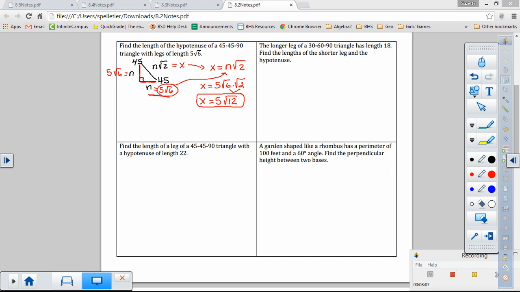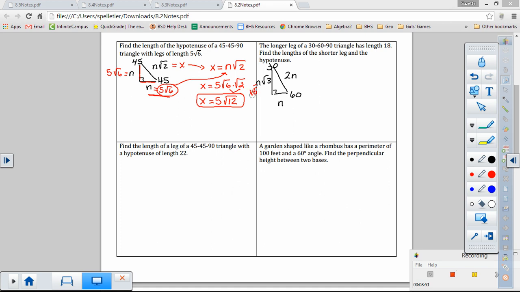Okay? Let's look at the second one. The longer leg of a 30, 60, 90 triangle has length 18. Find the lengths of the shorter leg and the hypotenuse. Okay, so let's label what we know. We have 30, 60, 90. Across from my 30 is n. My hypotenuse is 2n. And across from my 60 is n square roots of 3. And now in a different color, I'm going to label the other information. The long leg has a length of 18. So this equals 18.